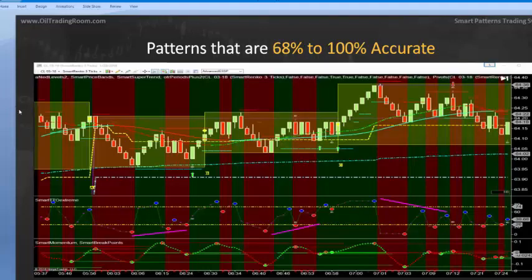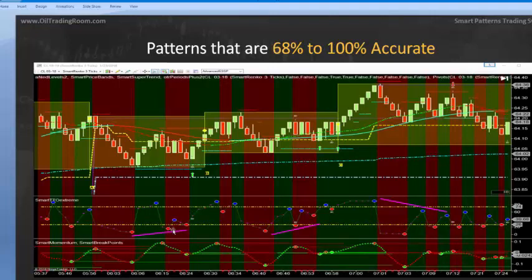let's take a look at some of those. So anytime you see 3 dots going higher or lower on your chart, you expect the market to go higher right there, 75% to continue higher.